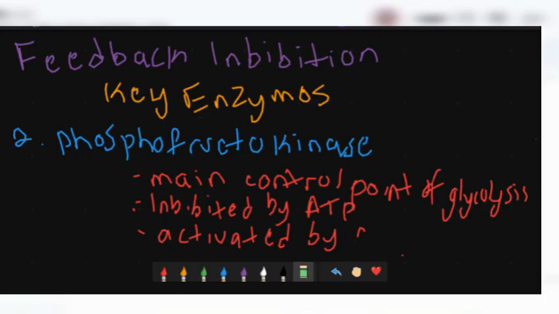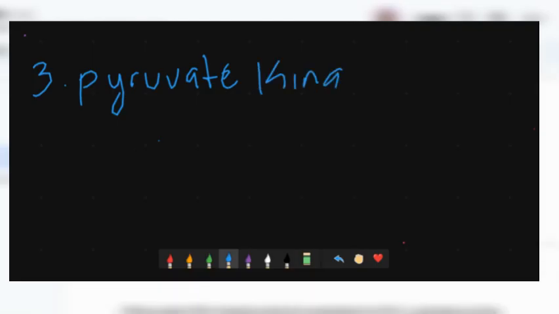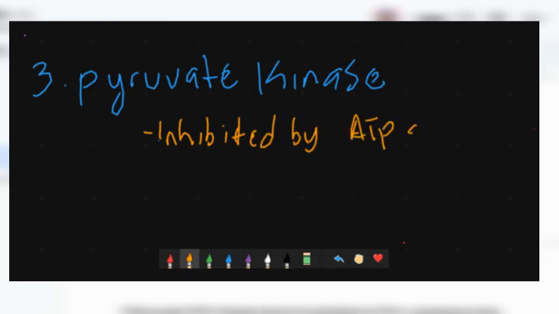The third one is pyruvate kinase. Pyruvate kinase catalyzes the last step, forming pyruvate and ATP. It is inhibited by ATP and alanine. It is activated by fructose 1,6-bisphosphate, which is a go signal that glycolysis is active. So when ATP levels rise, glycolysis slows down. When ATP drops and AMP rises, glycolysis speeds up to make more ATP. This system keeps the cell's energy balance stable, like a thermostat controlling heat.